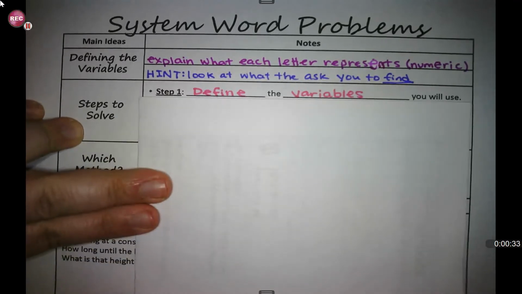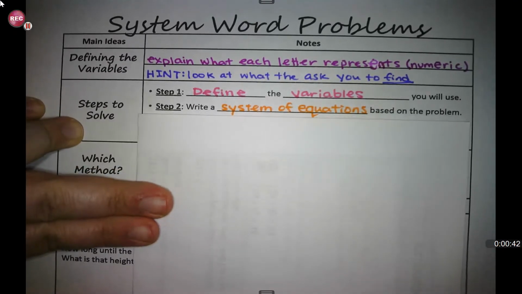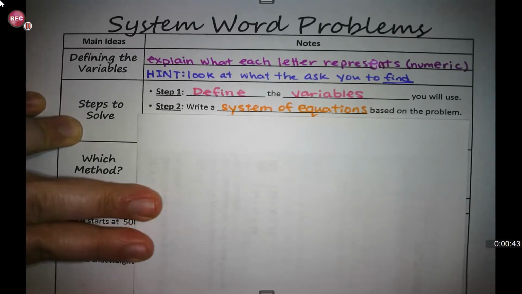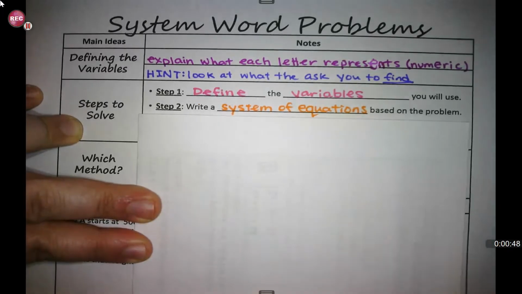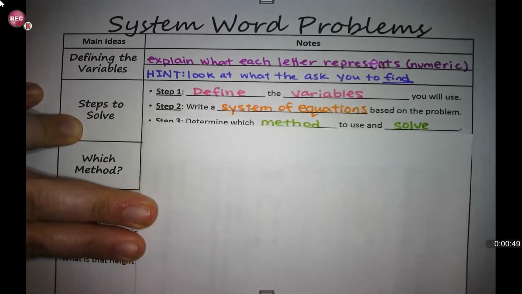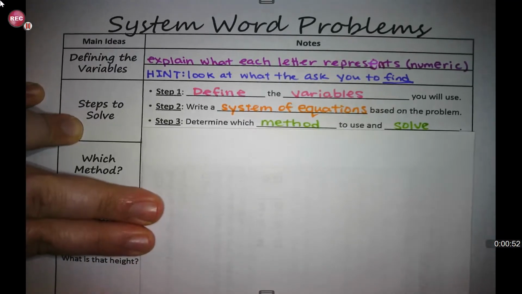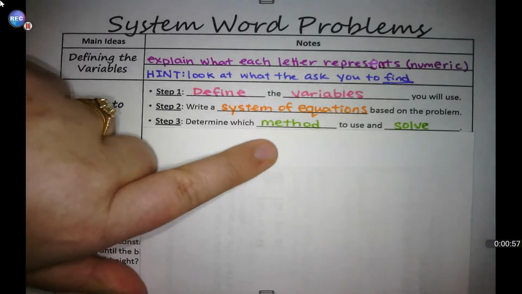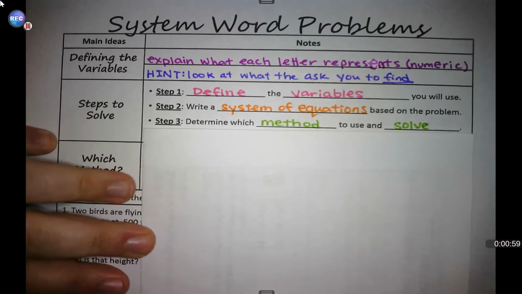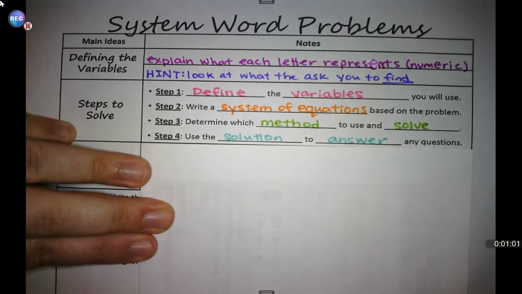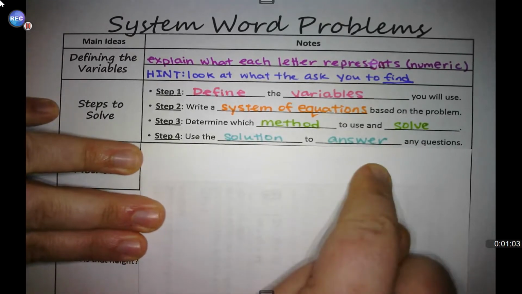The first step is to define the variables you will use. Because we have more than one, we need to tell the person who's reading it what these mean. Then you write a system of equations based on the problem. That's going to be 2 in this case. Then determine which method you want to use and solve it, which we'll go over how to know in a second. And then once you've done that solution, you want to use it to answer the question.